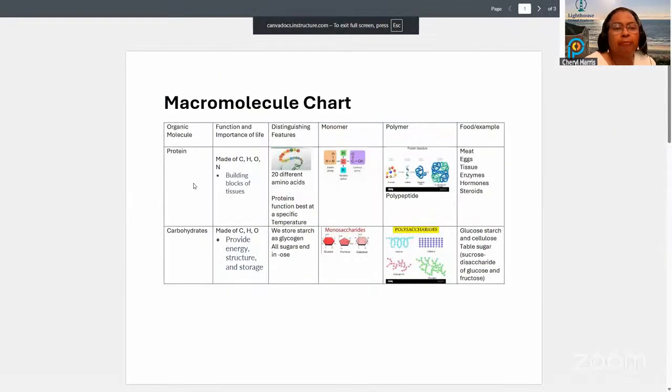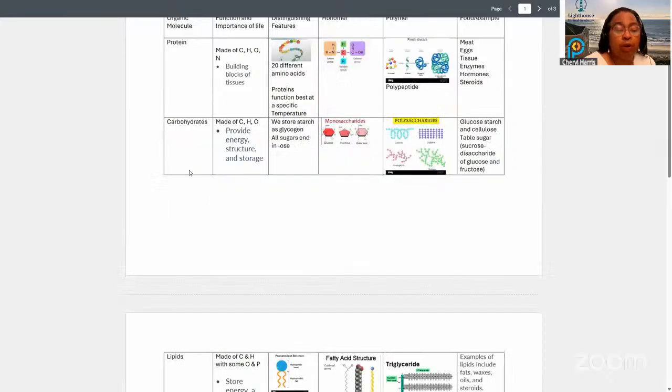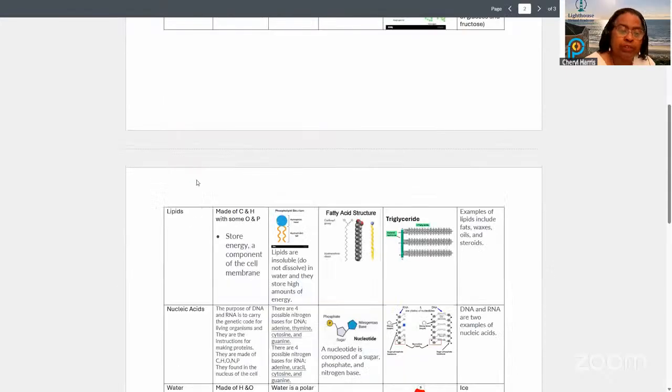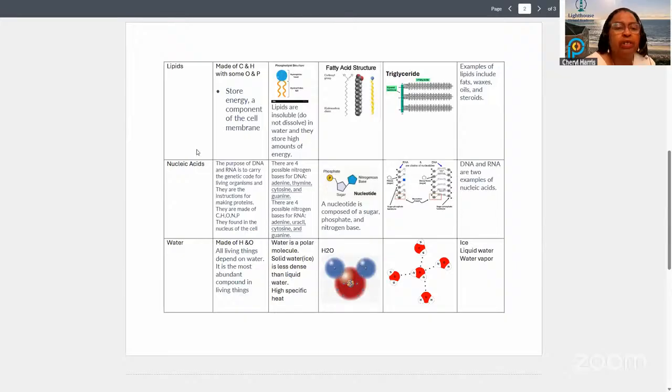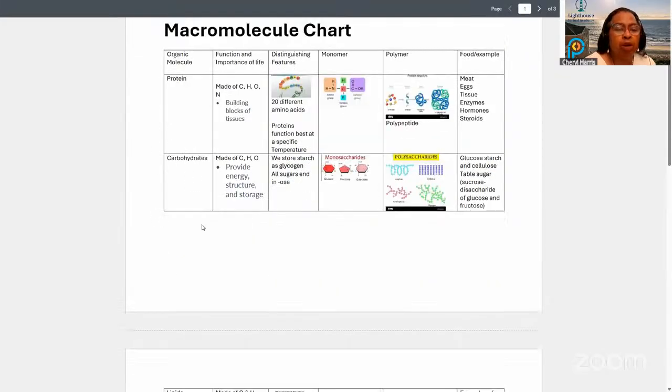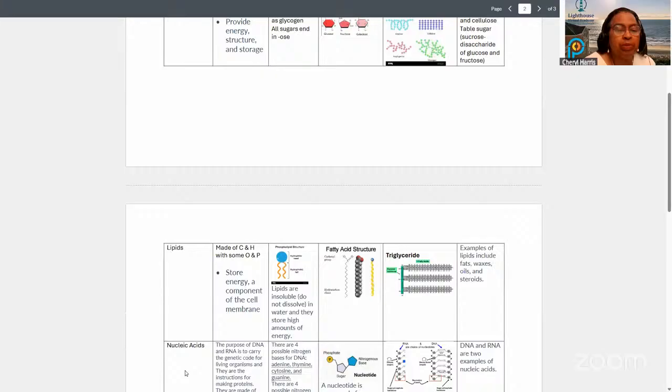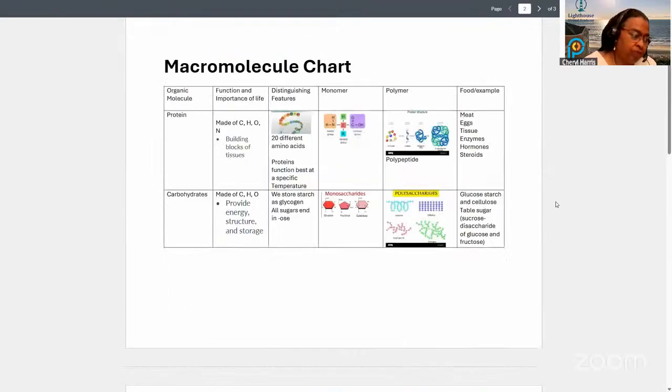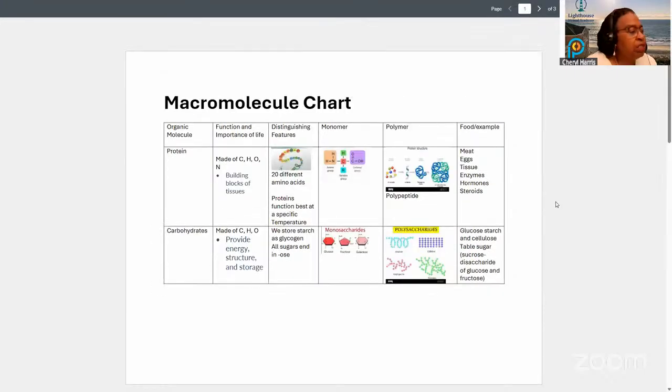All right. So in the first column, and I added water, but they're not asking you for water. The first four are the things that you want to put down. So you want to say protein, carbohydrates, lipids, and nucleic acids. Those are the four that they are looking for.